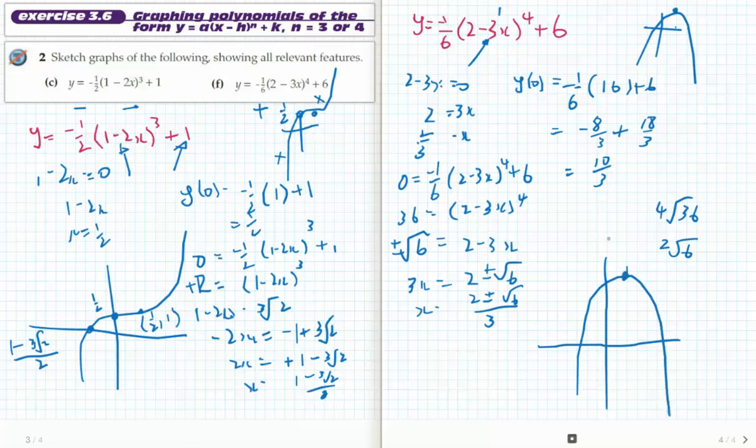I know that the turning point is at 2/3 and 6. I know that that is at 10 on 3. I know that this one is 2 minus root 6 on 3. And this is 2 plus root 6 on 3.